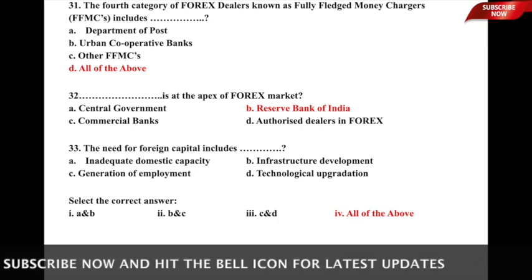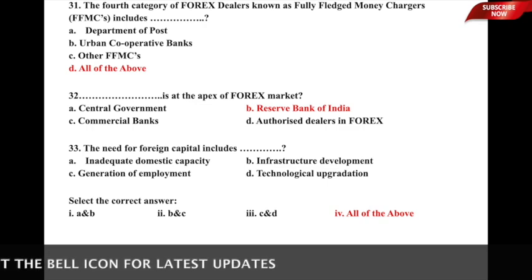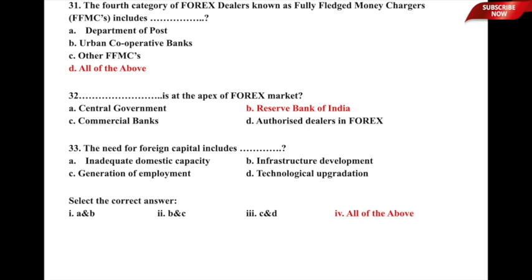Let us now move to the next question. We have been given certain things and we have to select the correct answer. That is the way in which we are going to approach this question. The question is, the need for foreign capital includes a dash. What can be the possible needs for foreign capital? The underlying options are A inadequate domestic capacity, B infrastructure development, C generation of employment, and D technological upgradation. So foreign capital can be required for all these purposes. So let us look at the underlying options which are available with us.